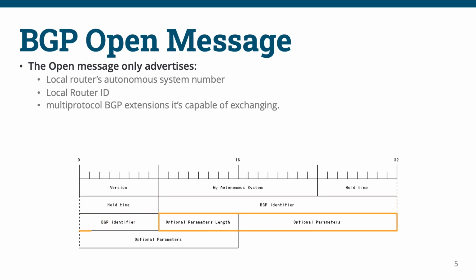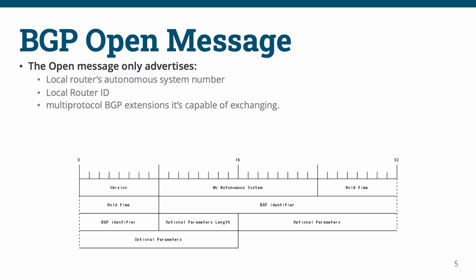The last 2 fields are regarding the BGP extensions that the device is capable of. The first octet is the length of the optional parameters field, and then the last field is variable length and includes the optional parameters, which are the features or types of network layer reachability information that the device is capable of exchanging with BGP. Great.